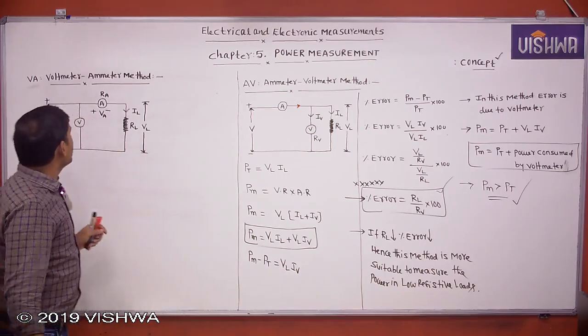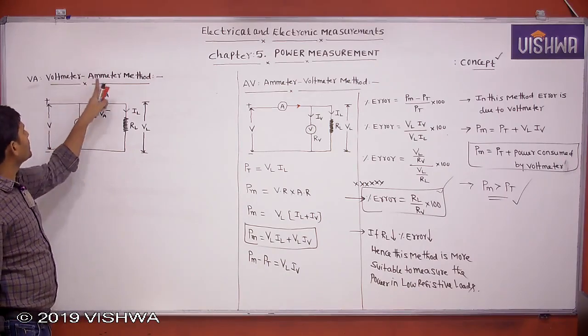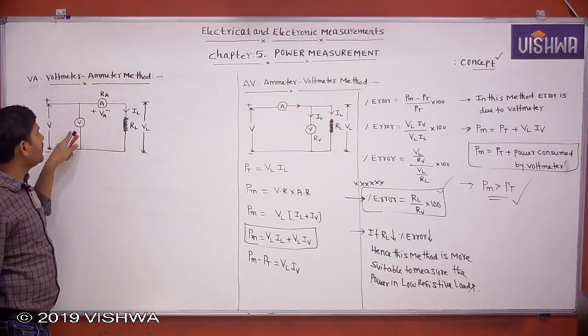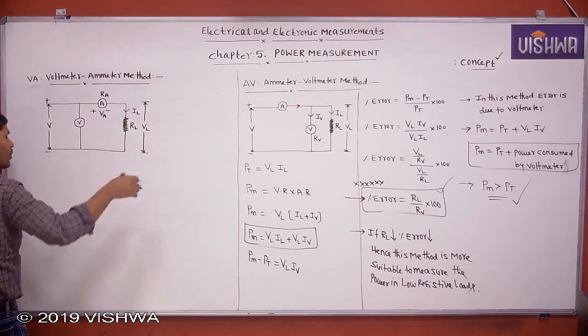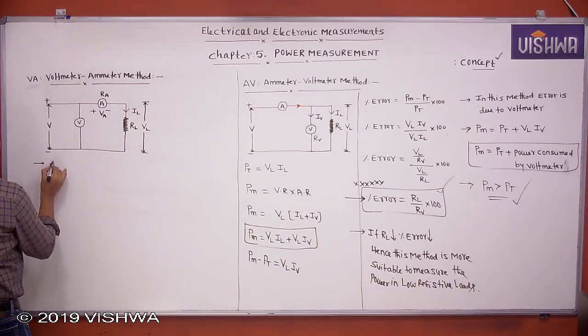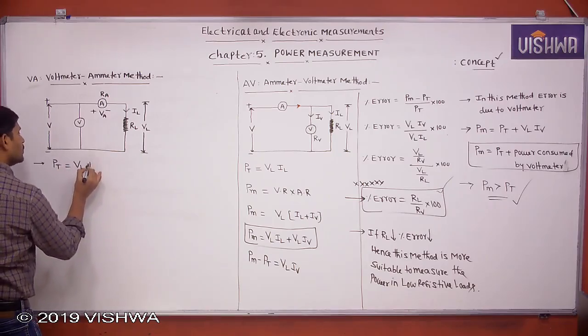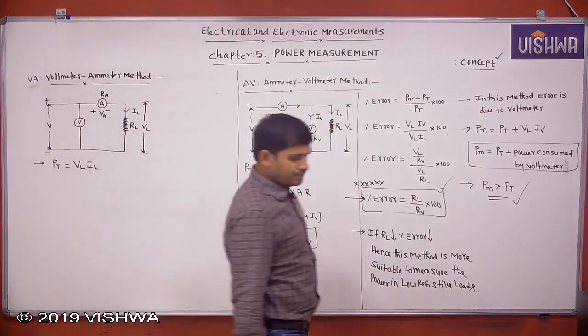Voltmeter ammeter method means the name itself indicates that first connect voltmeter, next connect ammeter. According to that, you draw the circuit. We know that voltmeters are connected in parallel, ammeter is connected in series. Now, same procedure you follow. Tell me what the true power is. True power equal to actual voltage across the load into actual current through the load.